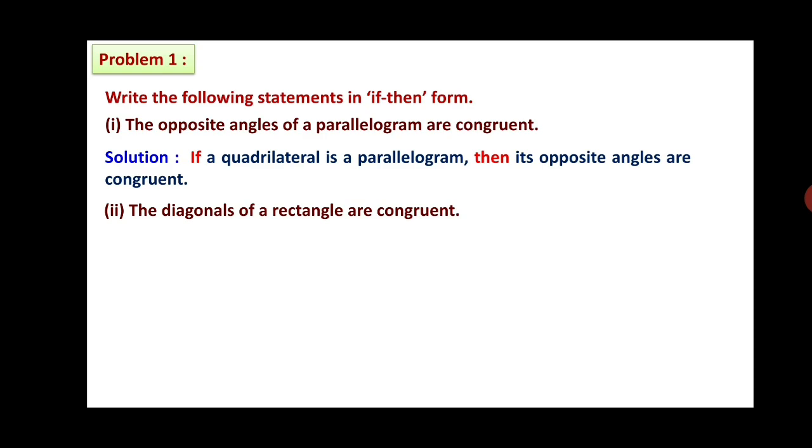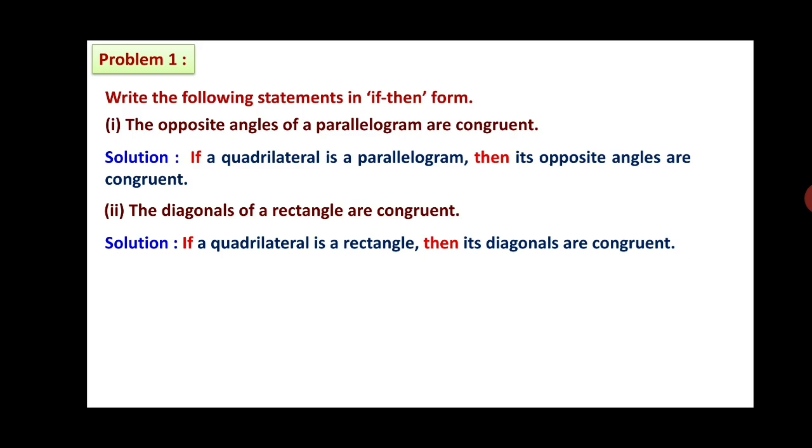When we say parallelogram, rectangle, at that time you have to recall the figure and the properties that you already learned. So the above statement, the diagonals of a rectangle are congruent, can be written in the if-then form like this. If a quadrilateral is a rectangle, then its diagonals are congruent.